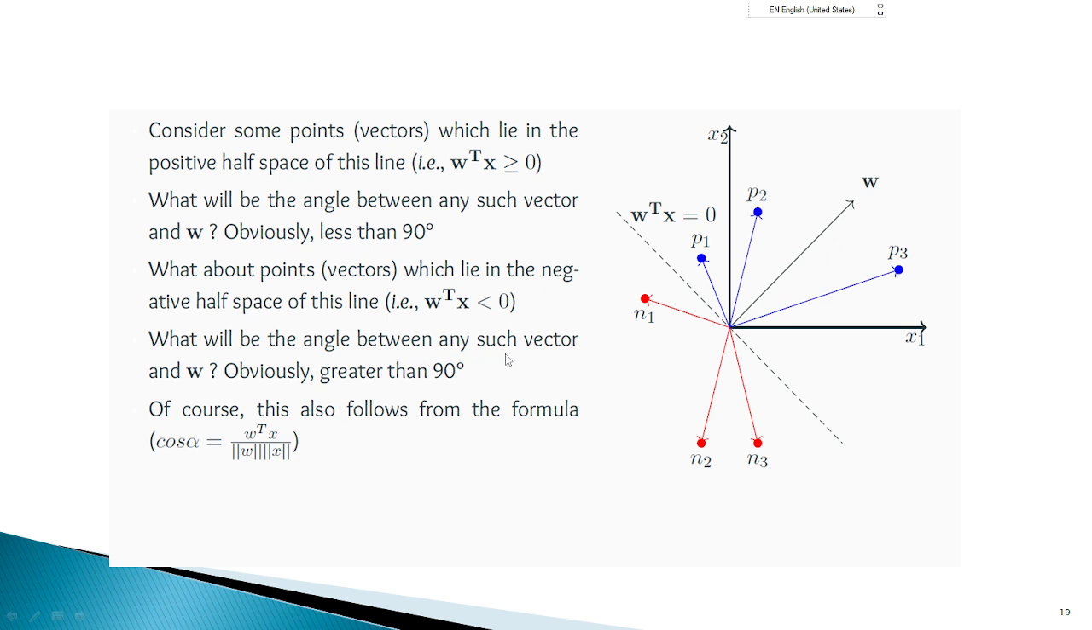So what is the angle between any such vector and w? Obviously greater than 90 degrees for w transpose x less than 0. For w transpose x greater than 0, it will be less than 90 degrees. So how do you find cos alpha? Cos alpha is w transpose x, which is simply the formula for the dot product.